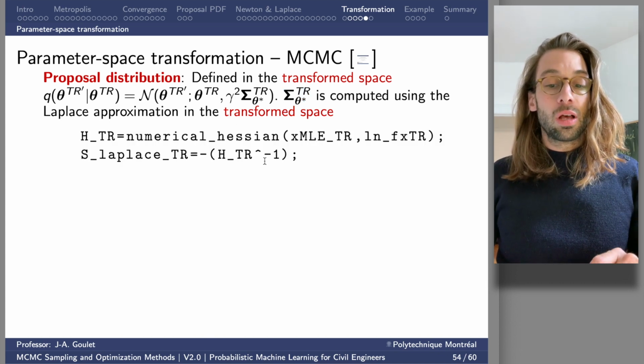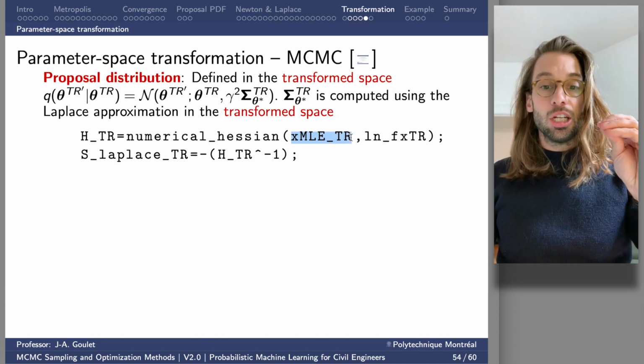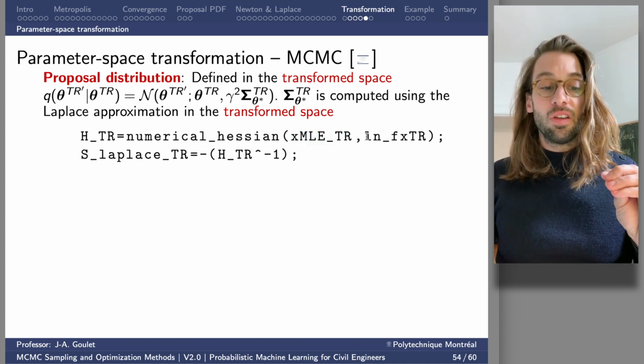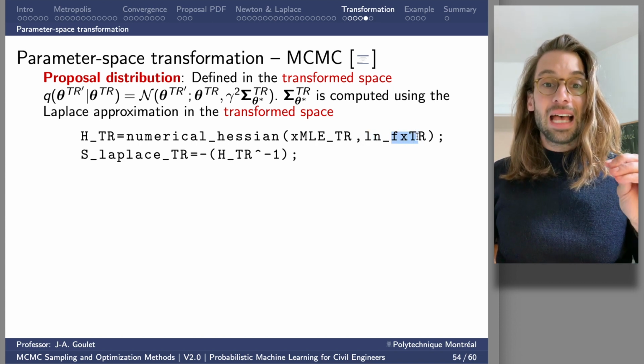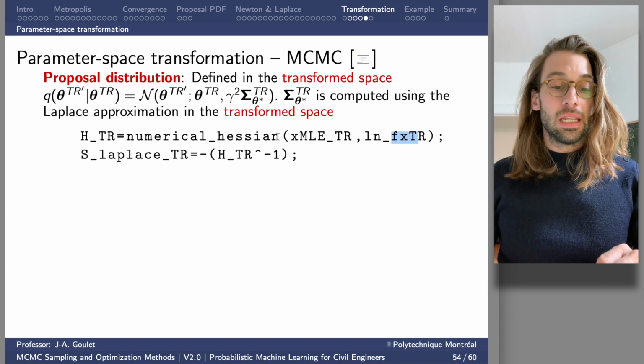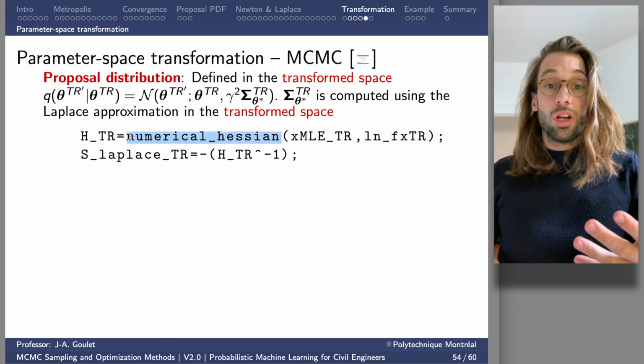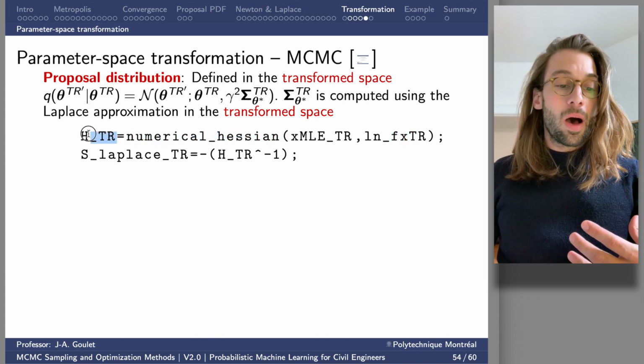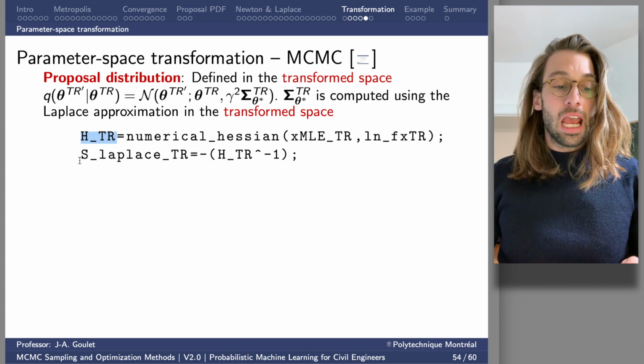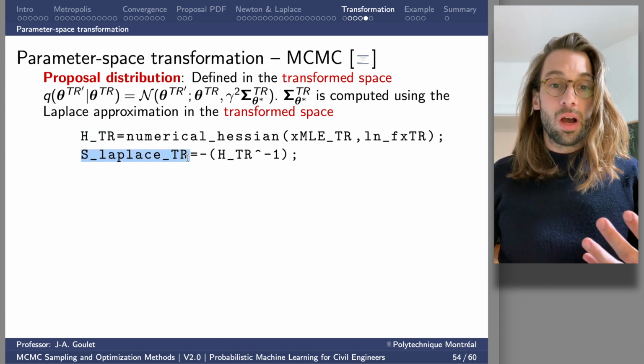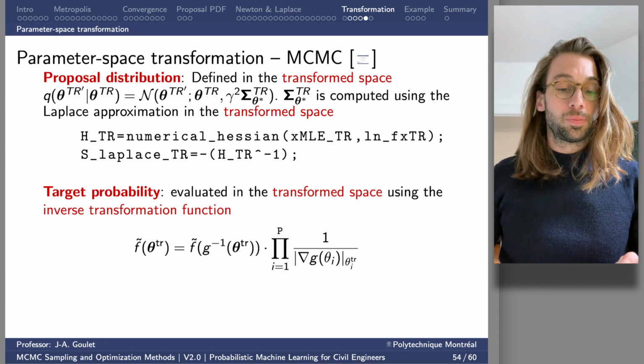So, okay, am I going to do this? I'm going to define a location, which is my MLE in the transform space. And I'm going to define here the log of my target PDF as defined in the transform space. And this is going to allow me to calculate, for instance, using the numerical Hessian, my Hessian matrix. And then I'm going to say my covariance matrix for my Laplace approximation in my transform space is going to be minus the inverse of my Hessian.